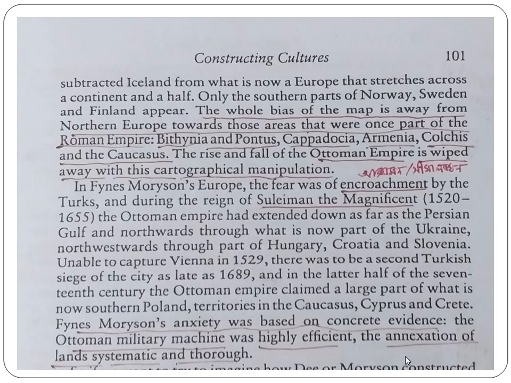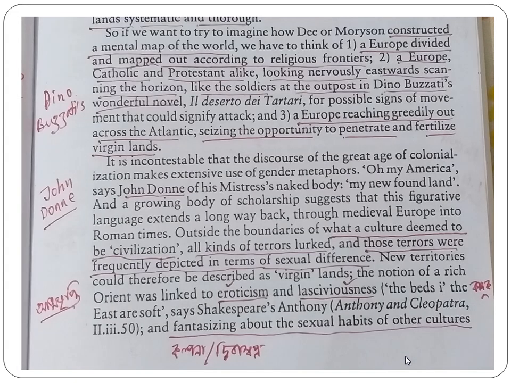Okay, we have talked about this. So does it make sense? বুঝা গিয়েছে? So the whole bias of the map is away from northern Europe towards those areas that were once part of the Roman Empire, Bithynia, Pontus and Cappadocia. So this is the map making. Fires Morrison নিয়ে আমরা কথা বলেছি.